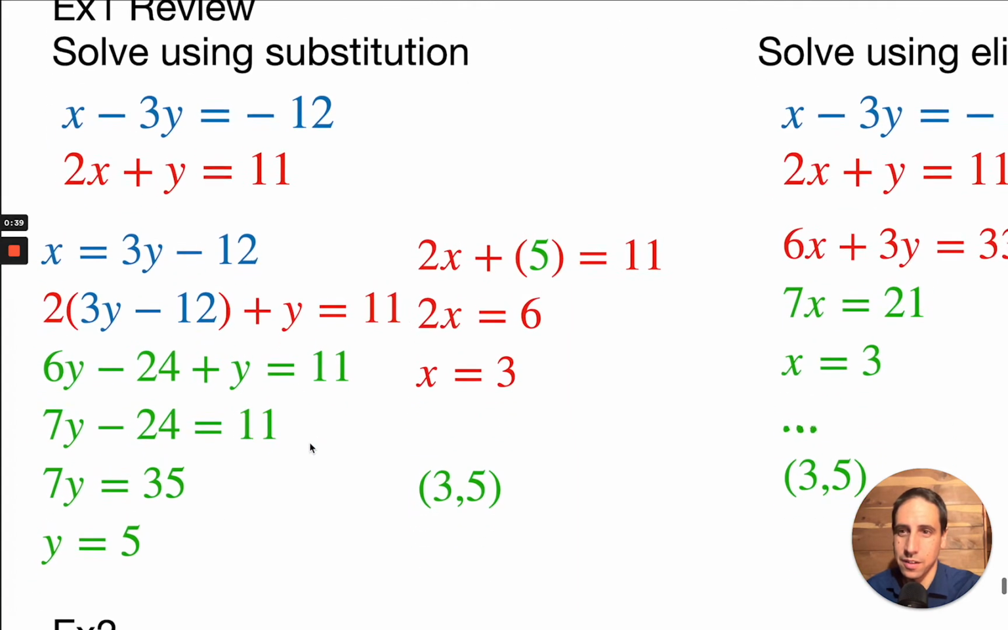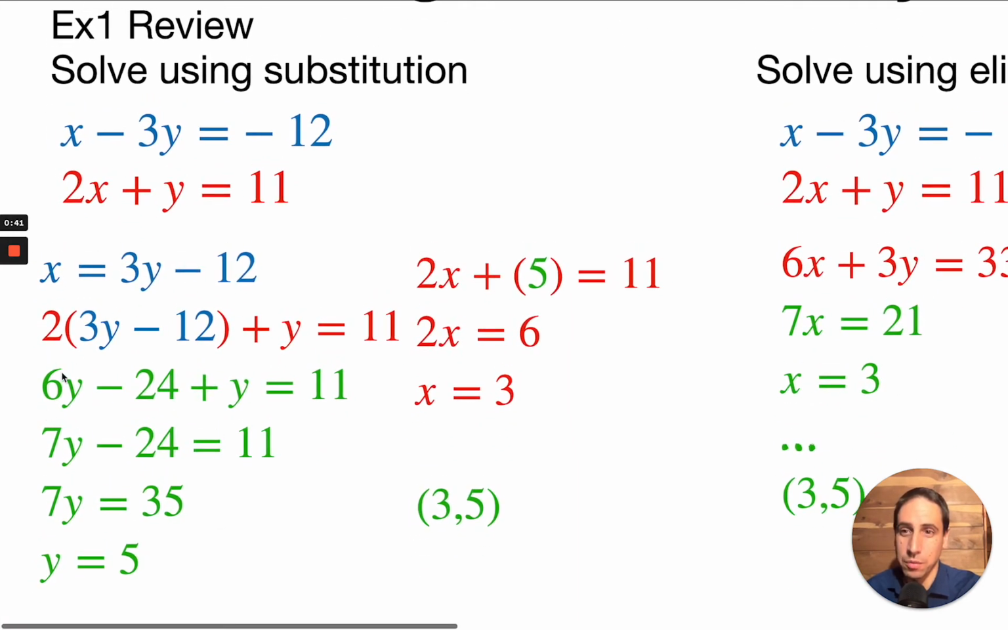Now, when we distribute, we get something completely different, and then it's neither red nor blue, so we'll call it green. And then we distribute, combine the like terms to get 7y, add 24 to undo the subtraction, undo the multiplication, and you get y is equal to 5.